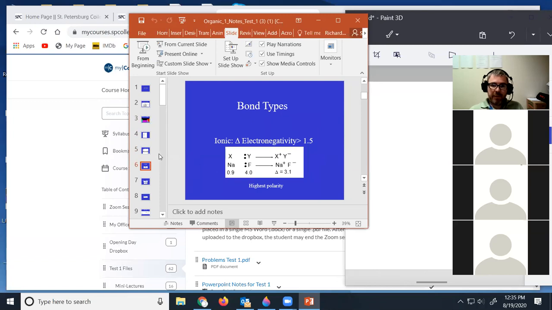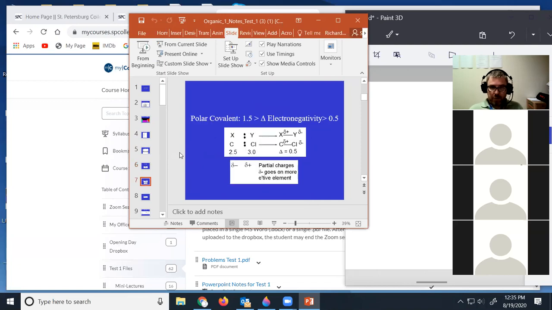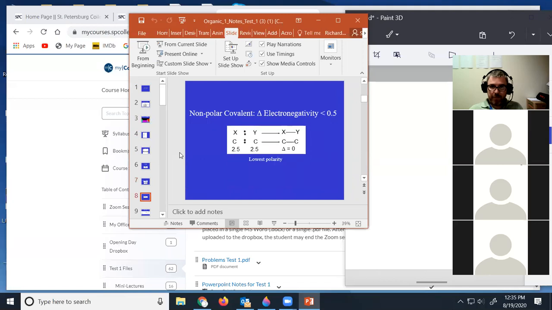Okay, bond types. Now these are going to be important to us, and this is where I'm going to start going into a little bit more detail. We've got three bonds that we're going to talk about. We're going to talk about ionic, polar covalent, and non-polar covalent.